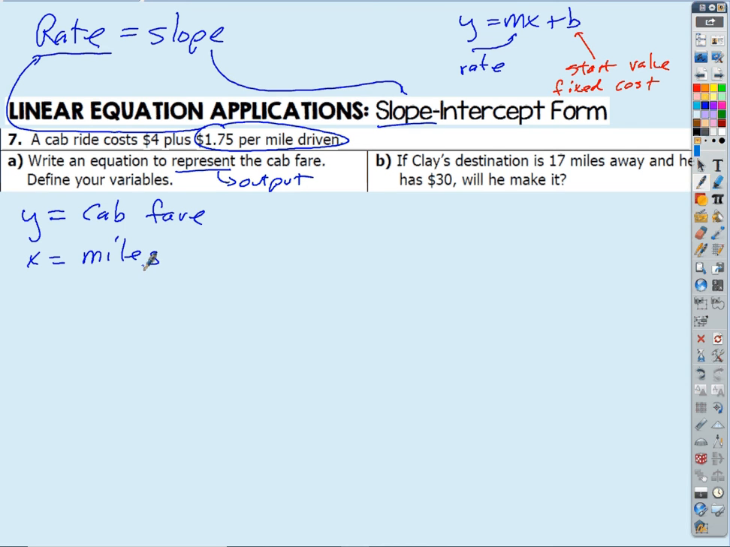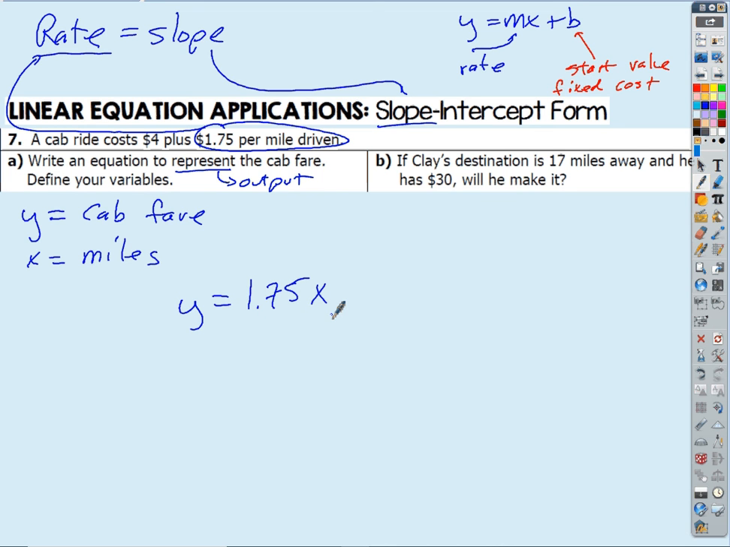Okay, so then we've got our slope intercept form, y equals mx plus b. Now, did we have to call the cab fare y? No, we could have called it c or f or something too, right? Doesn't matter, we can always replace these variables, but the point is that we're gonna have the output variable here and the input variable is multiplied by the rate, right? So in this case, we're just gonna get y equals, what's our rate in this problem? What's our rate, Garrett? 1.75.